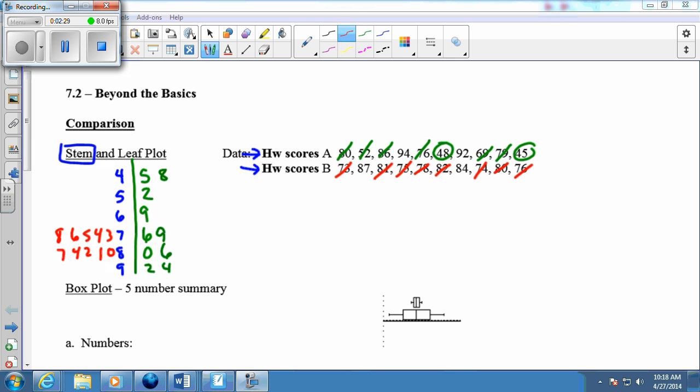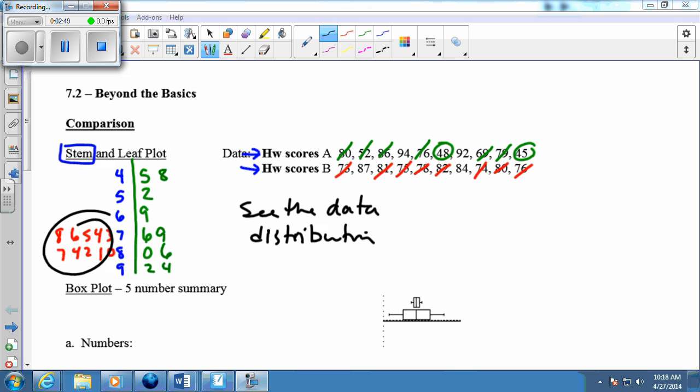So you can look at these two and compare them, and you can see that the red, which would be homework scores B, is much more consistent than A. But what this allows me to do is actually see the data. I can see what we call the distribution of the data. I can see that it's all clustered here, very consistent, versus the other one not consistent. So that's what we call a stem and leaf.